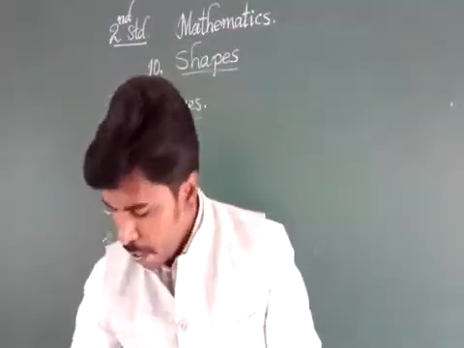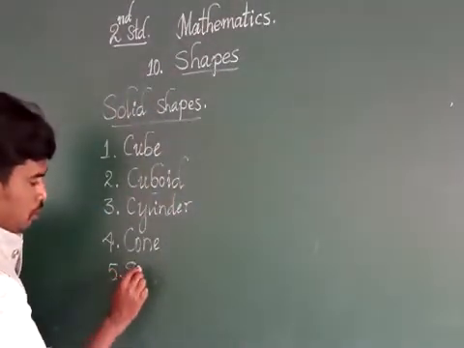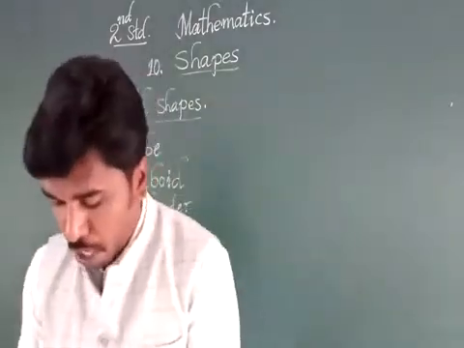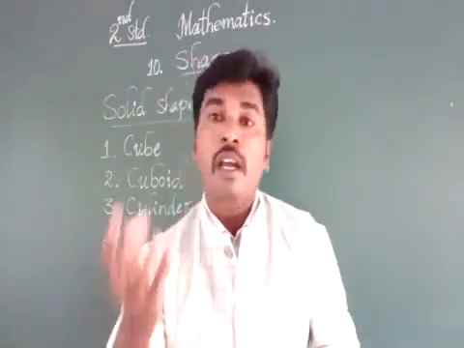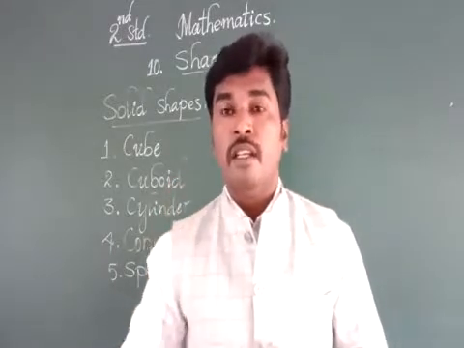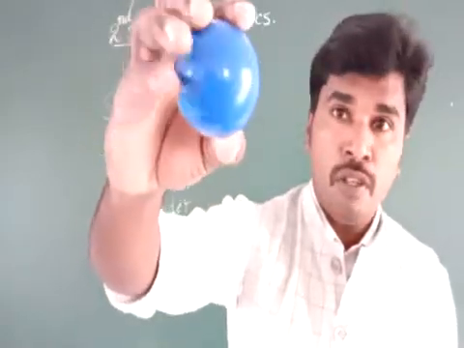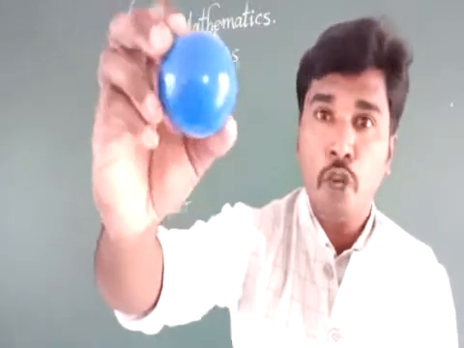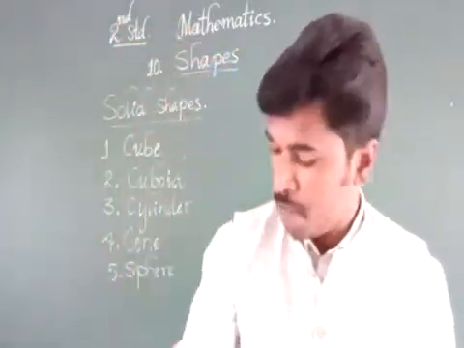Next I am going to explain the sphere. Sphere, have you seen a tennis ball, football, volleyball, cricket ball? These are all examples of a sphere. Dear children, this is the model of the sphere. In any direction if you hold it, you will not get any sharp points. Okay, this is the model of the sphere.